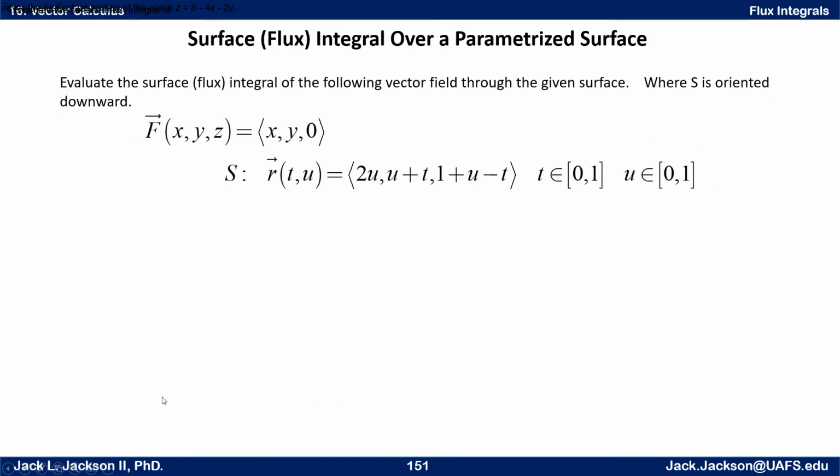So let's look at an example here. Suppose we evaluate the surface integral, the flux integral, of the following vector field through the given surface. So S is oriented downward. S is given by r, the position function of t, u, as t u, comma, u plus t, comma, 1 plus u minus t. And we're going to let t go from 0 to 1, and u also go from 0 to 1. And that defines a surface. So it actually turns out to be a portion of a plane. And the vector field is given by x, comma, y, comma, 0. And we want to find the flux there.